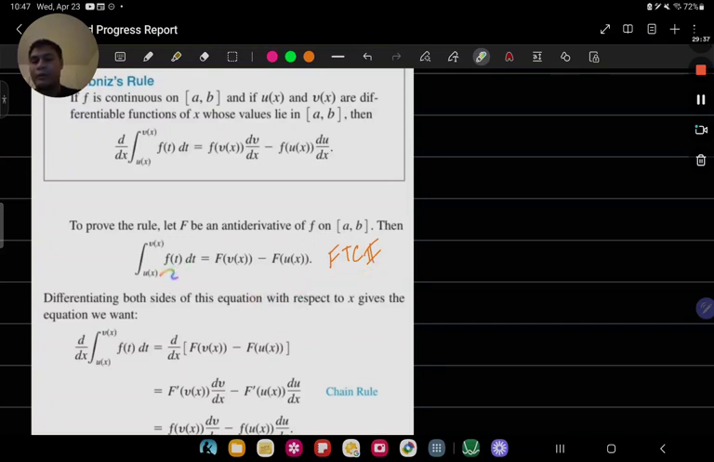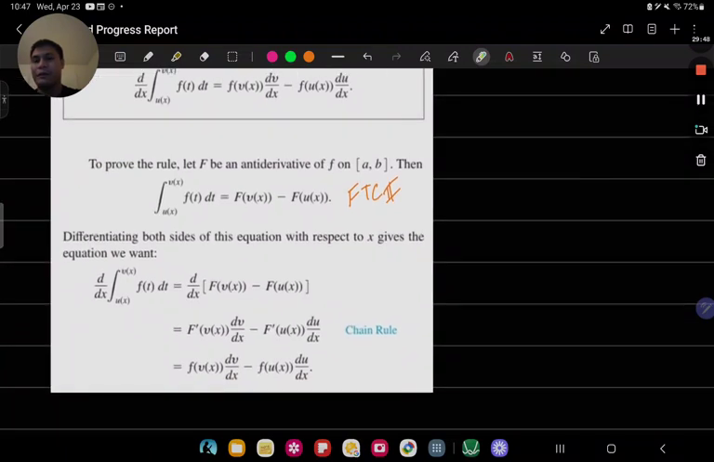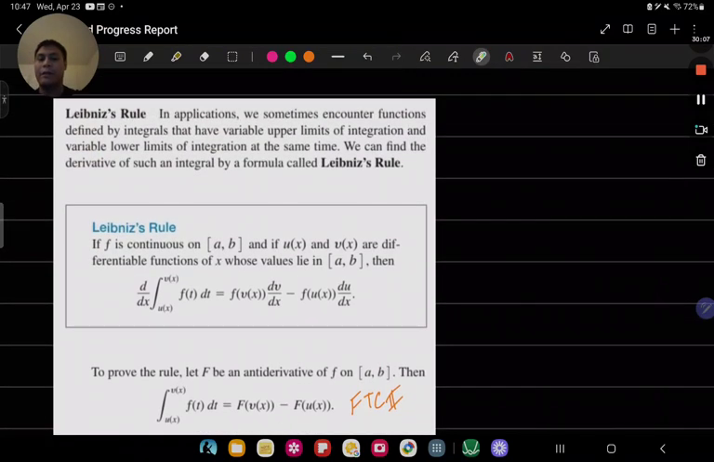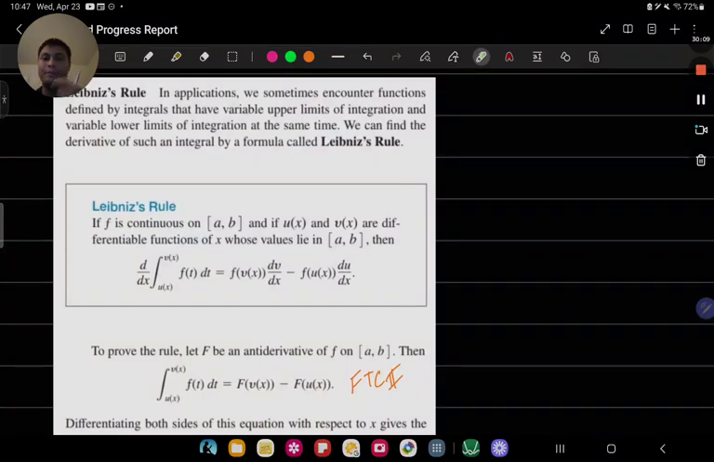And how do I know? Because if these are the bounds, look what we're evaluating. That's just our B, and that's just our A. Really cool stuff. Then to get that derivative, we differentiate both sides with respect to x. Then we can use stuff like the chain rule, which I assume you know. And that just gets back what we wanted to prove. So a really, really cool corollary, in my opinion, is Leibniz's rule.